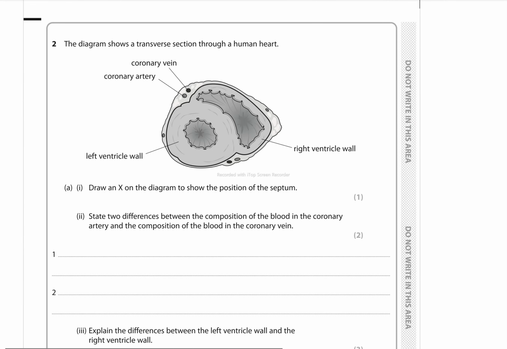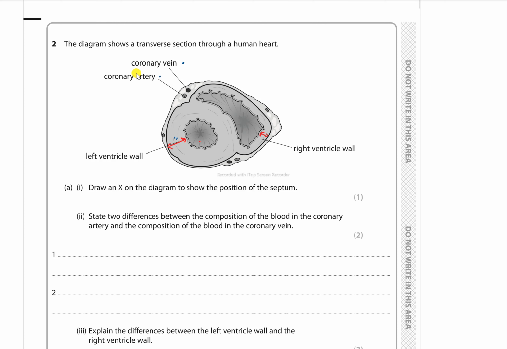Yeah, right, okay, we've got a heart. The diagram shows a transverse section through the human heart. Right, so you've got coronary vein, coronary artery. These are the ones that feed the heart muscle itself. You've got left ventricle, right ventricle wall. Right, have you noticed that this wall is much thicker, because that goes out of the aorta, so it's a more muscular wall. This is thinner.